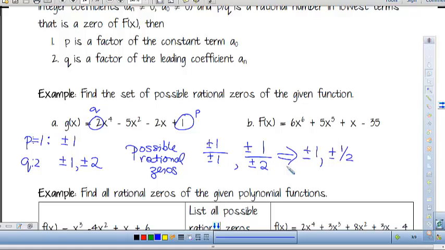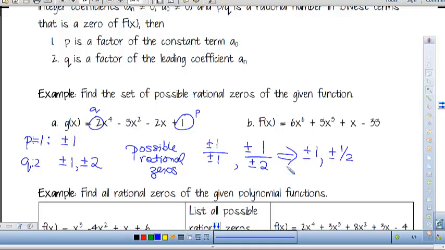So if there's a rational zero, rational means I can write it as a fraction. I think we know what real numbers are. They're not the imaginary numbers. So if we're going to have a rational zero, it has to be one of these numbers.